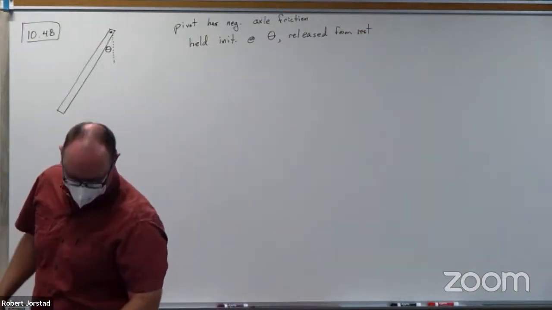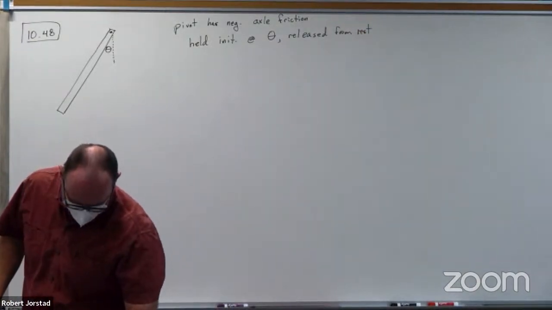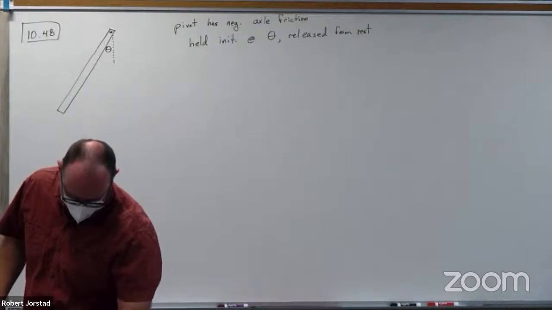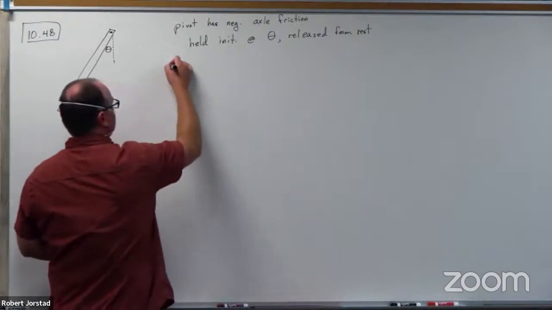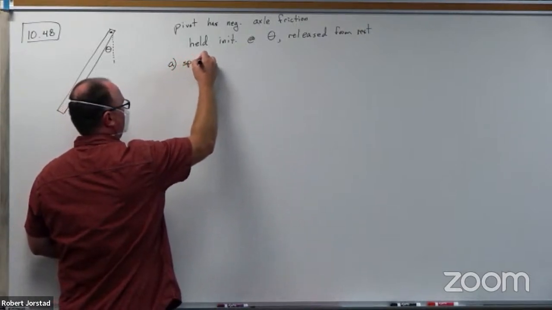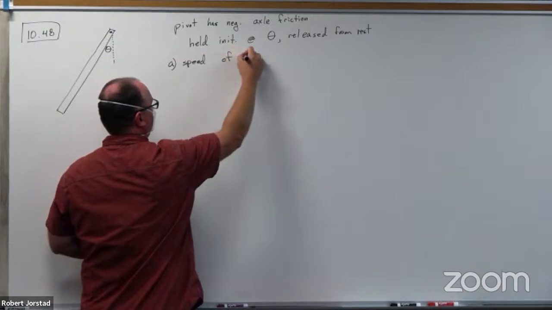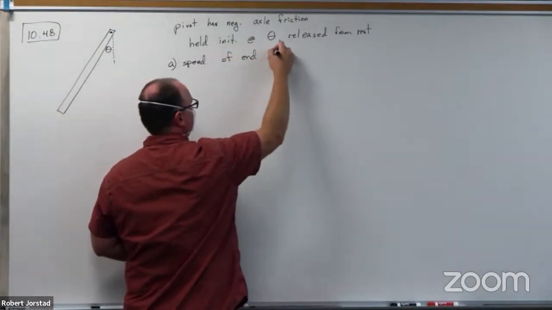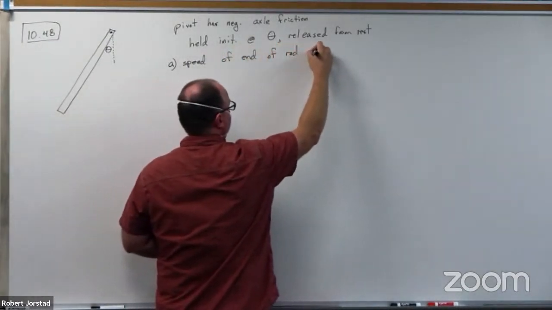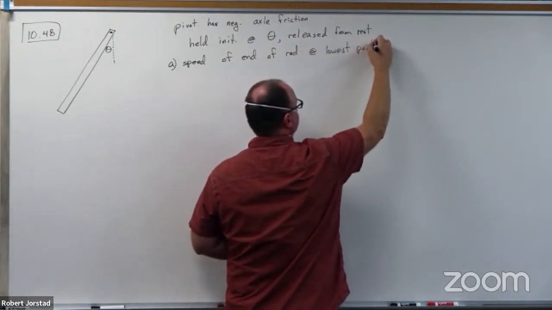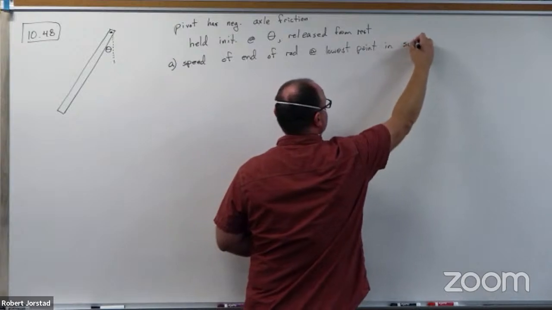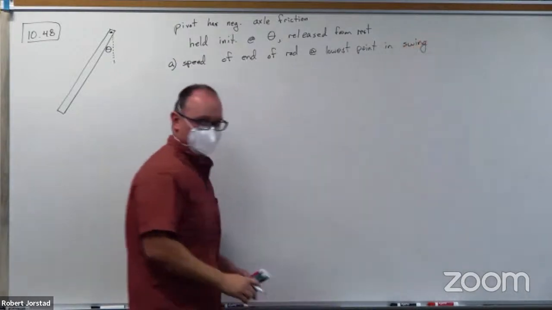And what do we want to get? Speed of the end of the rod at the lowest point in the swing. So this is what part A says. Speed of end of rod at lowest point in swing. That's our goal.